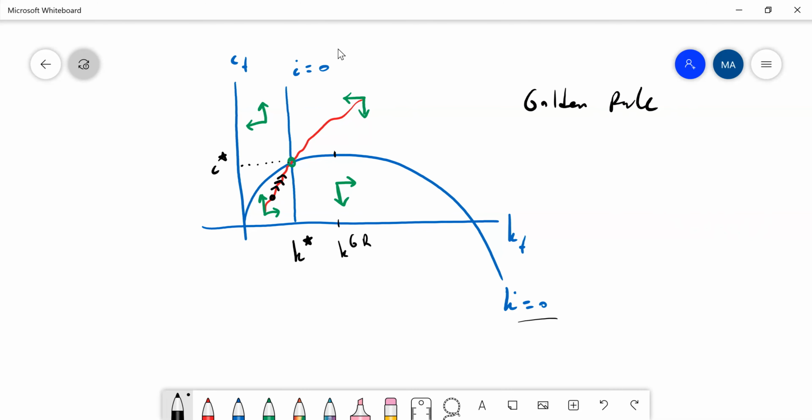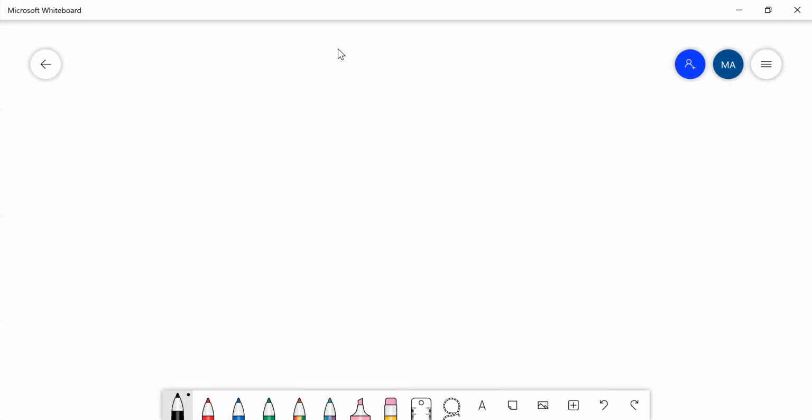Now, the second thing we don't really like about the Solow model is this G. This is exogenous and fixed in the Solow model. So we don't like that. We want to somehow understand how an economy grows in the long run.